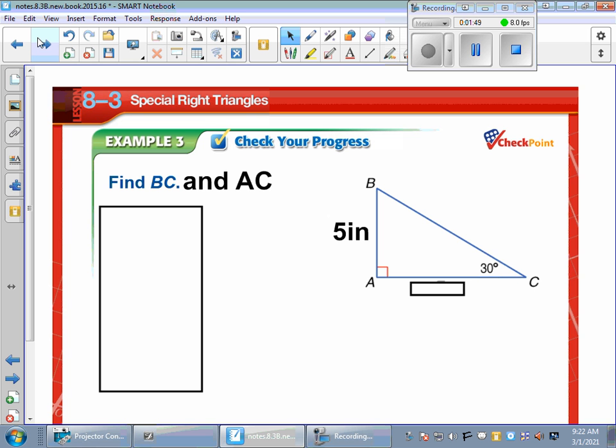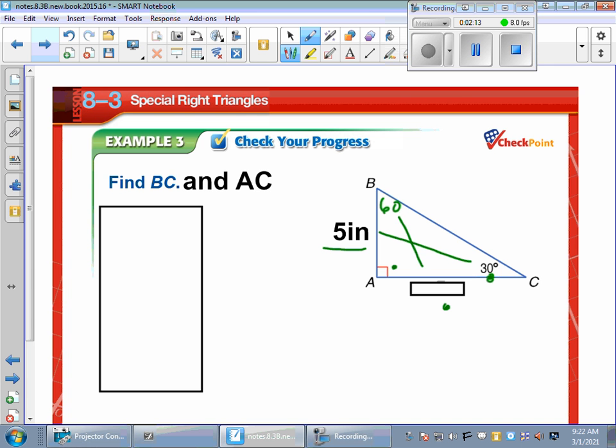So I'm going to start right here. The first thing you take a look at is what they give you and what you have. Here's a 30, here's a 90, so this has to be 60. The short leg is the leg opposite 30 degrees, so the short leg is 5 inches. The long leg is this one right here that's opposite the 60.